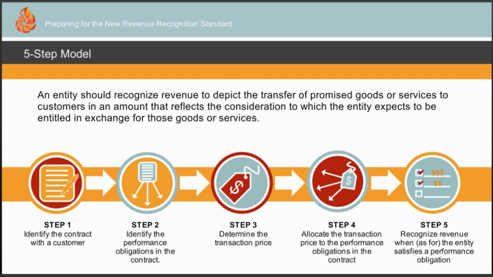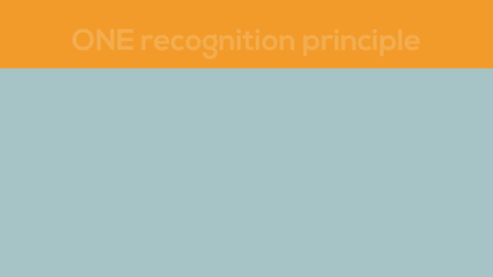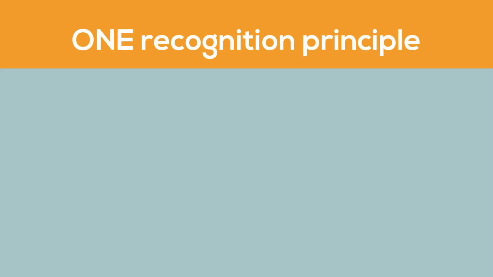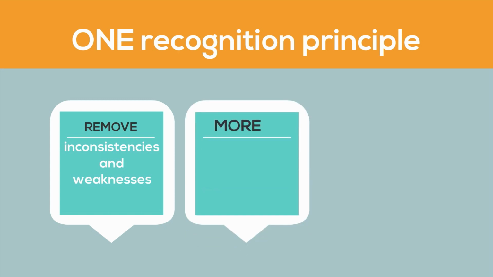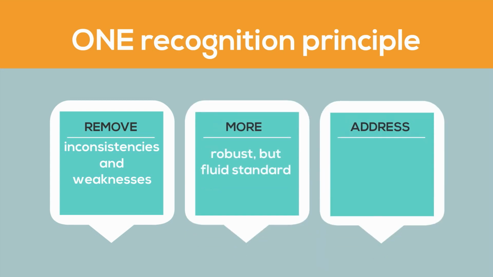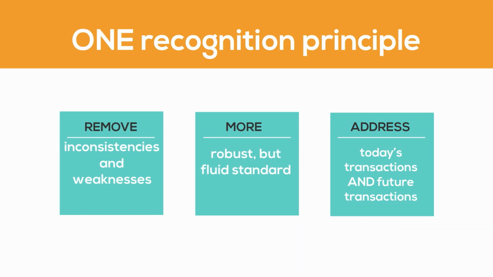Through issuance of this new standard, the FASB and IASB hope to remove the inconsistencies and weaknesses that are present in the existing revenue guidance. They hope that by creating a more robust standard that is also somewhat fluid, it's capable of addressing revenue transactions entered into today, as well as those future transactions that we haven't even begun to consider yet.